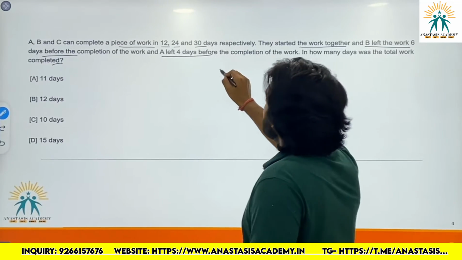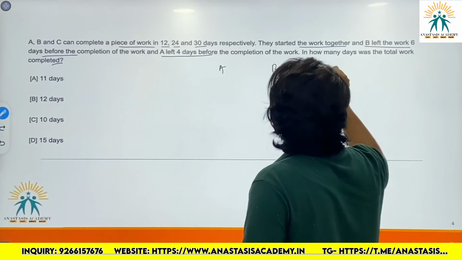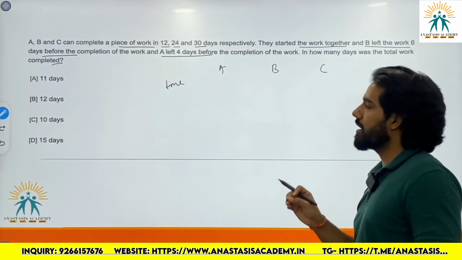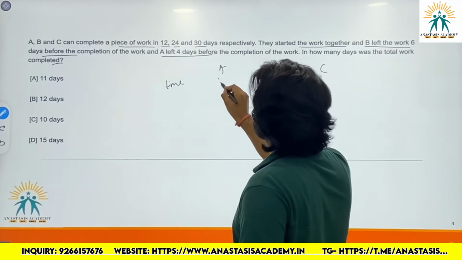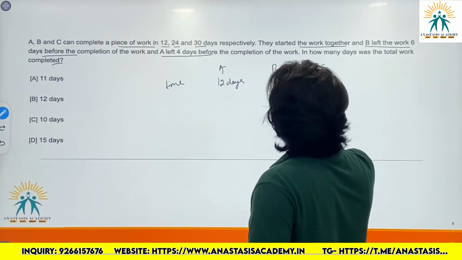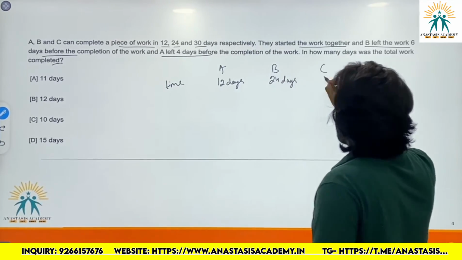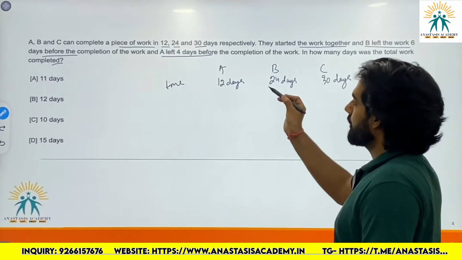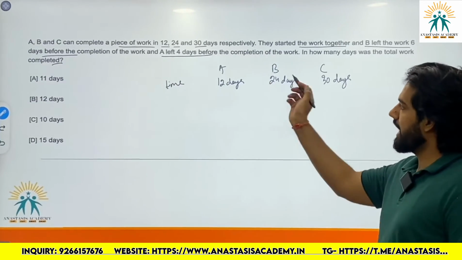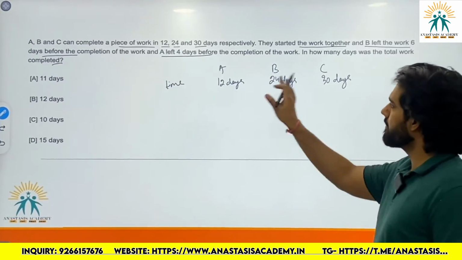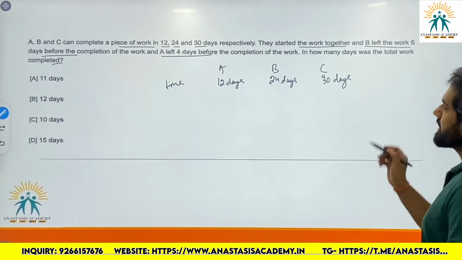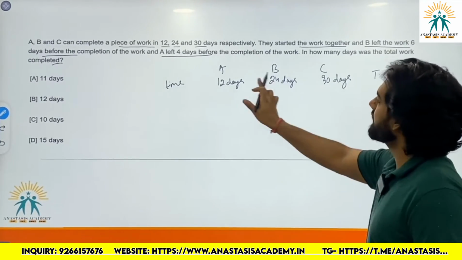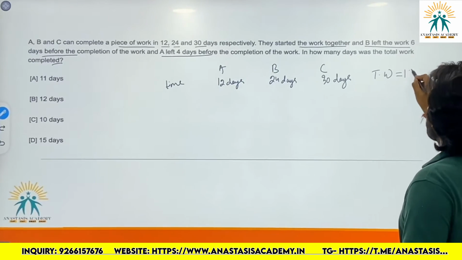So this information is given that A, B and C are there, and the time taken by them to complete the same amount of work is given as 12 days, 24 days and 30 days respectively. Now the total work I can assume as the common multiple of these three numbers to make my calculation a bit easy. That would be 120.